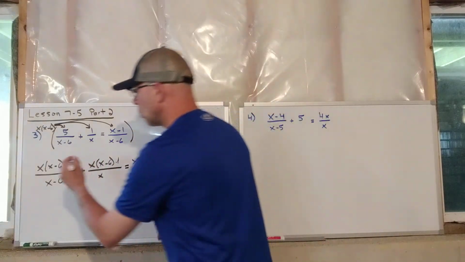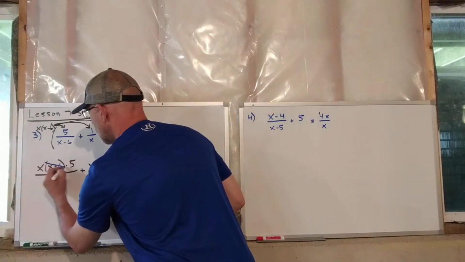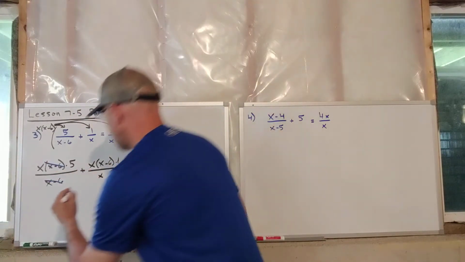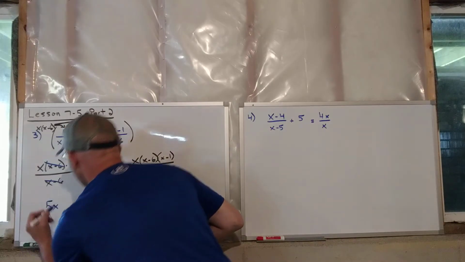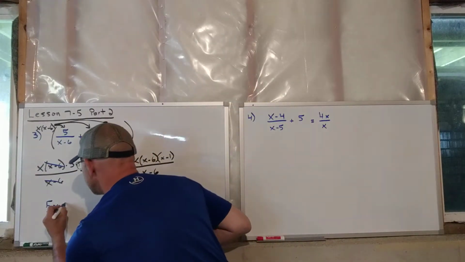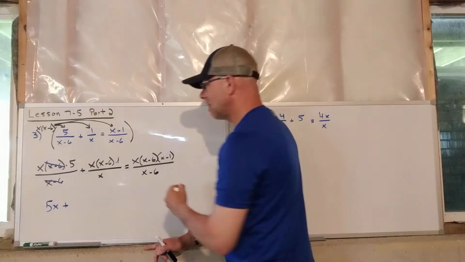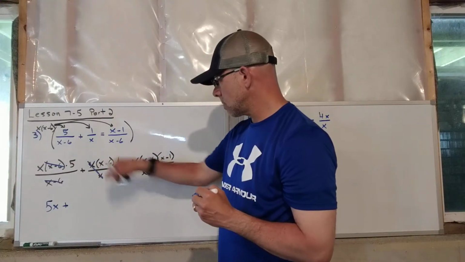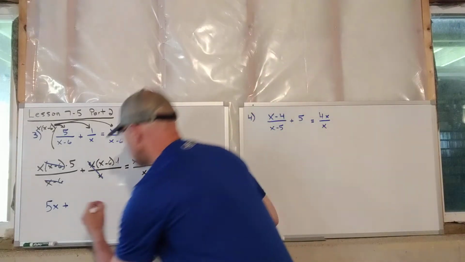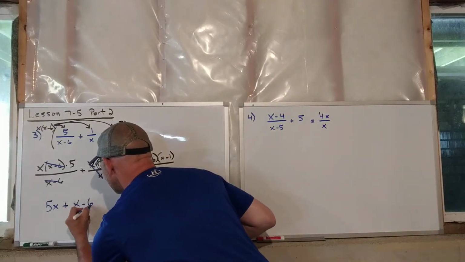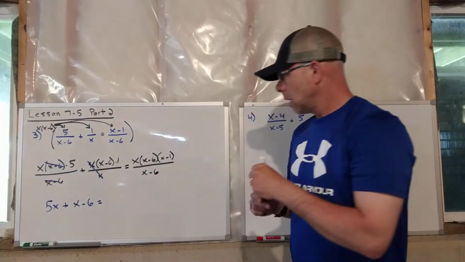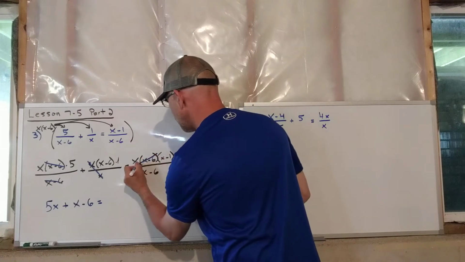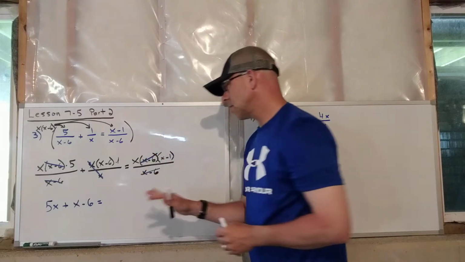In the first fraction, the group of x minus 6 reduces, leaving me x times 5, which is 5x. In the second group, the x's reduce, leaving me x minus 6 times 1, which is just x minus 6. And then over here, the x minus 6's reduce out as a group. Here's where you can see this is going to get trickier.